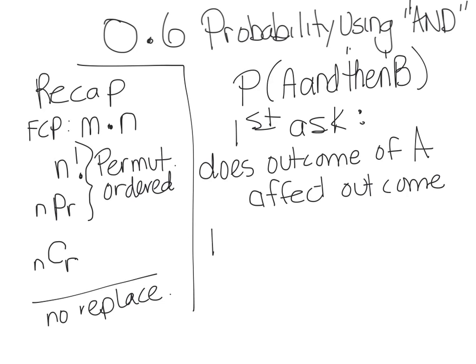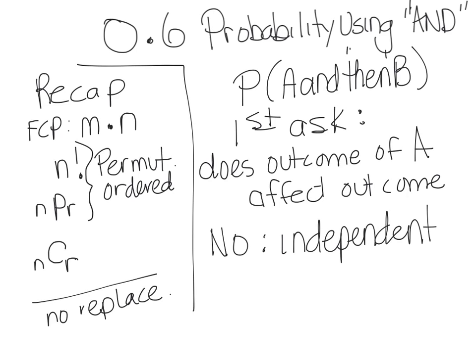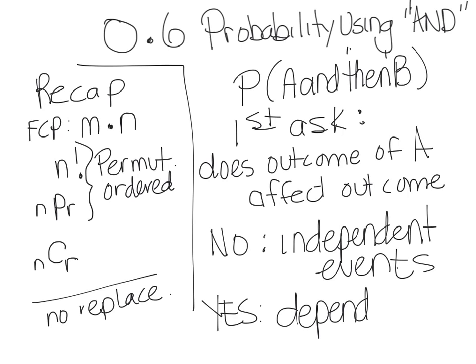If it does not, these are called independent events. And if you say they do affect each other, then of course these are dependent events. That would be something like your deck of cards, where you draw one card, you look at what you have, you do not put it back in the deck, and you draw the second card. Obviously you cannot draw that first card again because you didn't put it back. So the odds change.